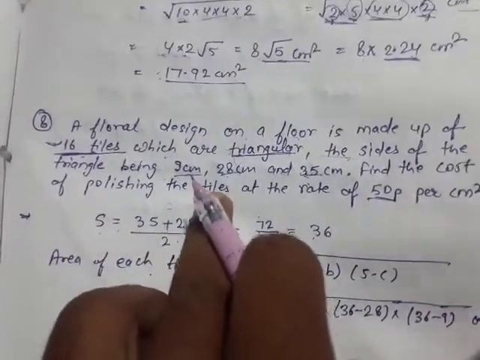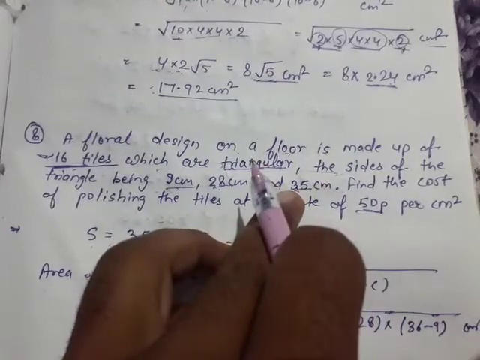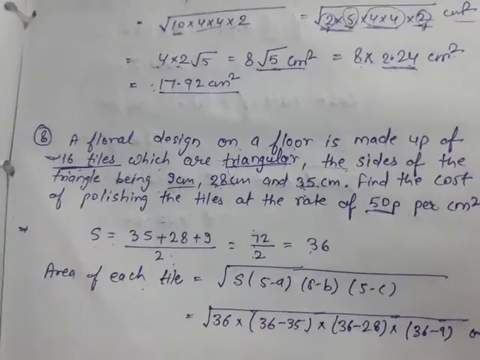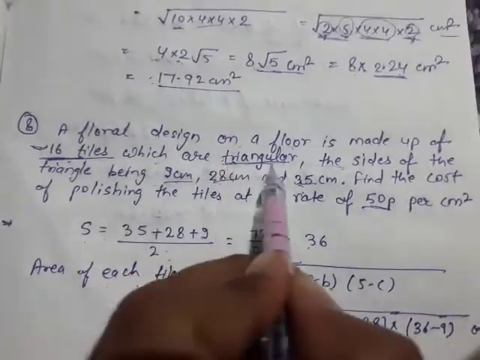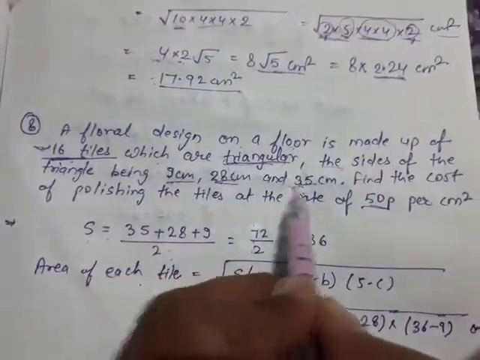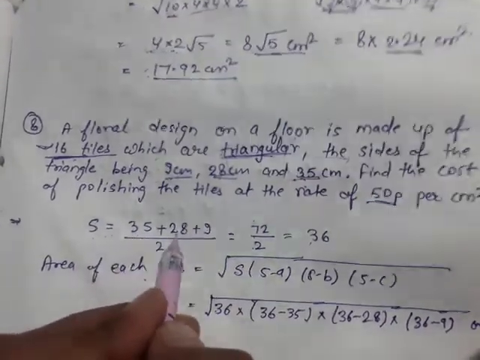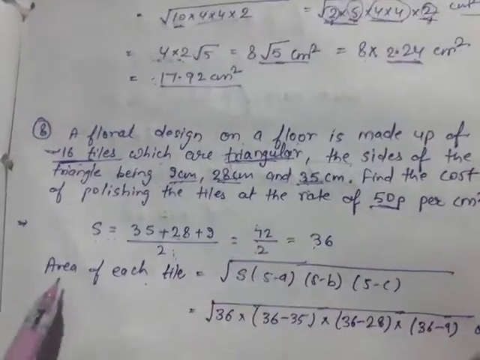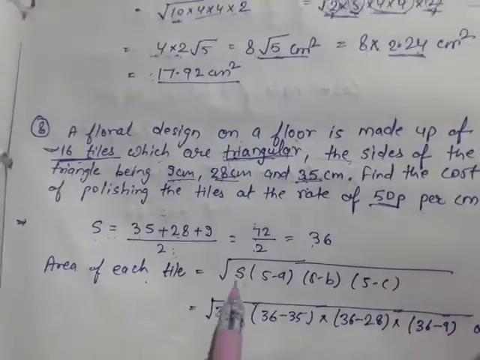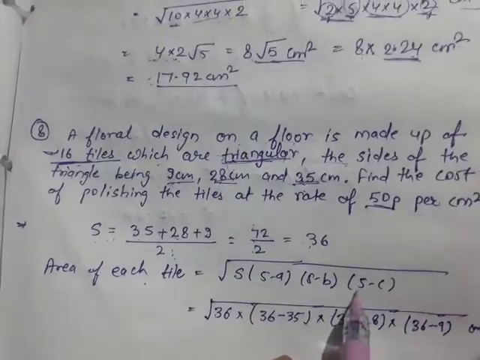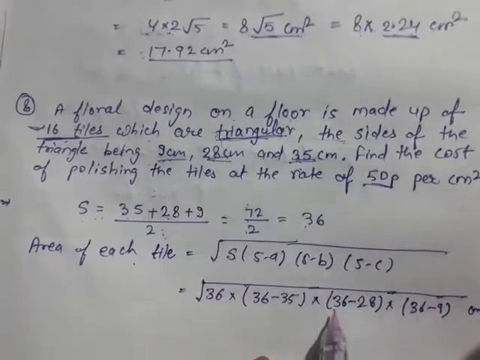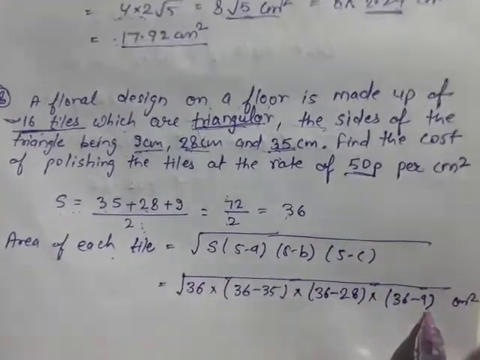To find the cost of polishing, first we find the area of 16 tiles. For that, first we find the area of one tile, and each tile is in the shape of a triangle with sides 9, 28 and 35. So s equals 35 plus 28 plus 9 upon 2, which is 72 upon 2 equals 36. So the area of each tile is the square root of s into s minus a, s minus b, s minus c, Heron's formula. The value of s is 36. 36 minus 35, 36 minus 28 and 36 minus 9 in centimeter square.